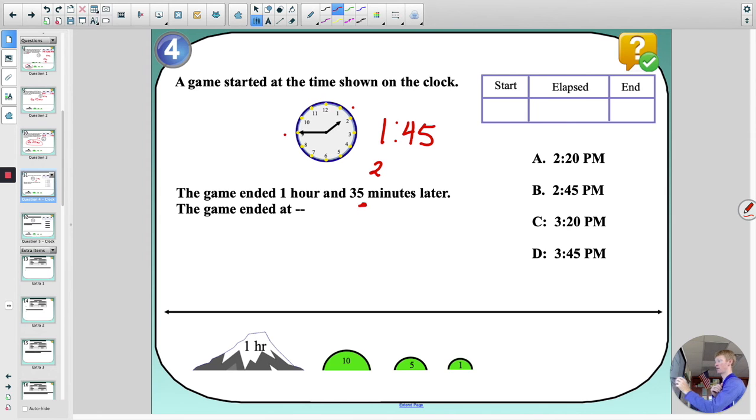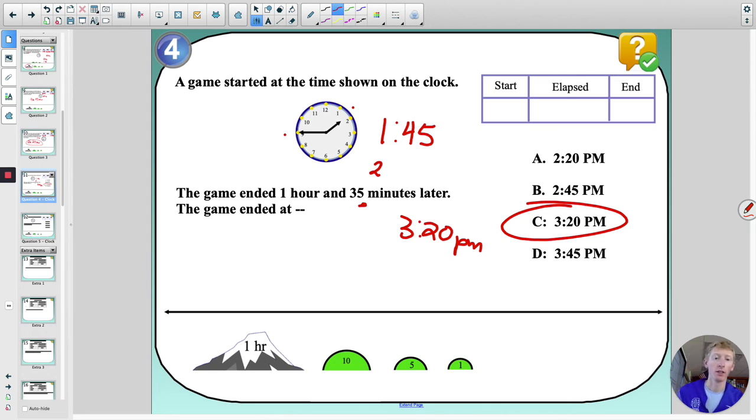2:50, and then 3:20 p.m. And there's one of my options, 3:20 p.m. Okay, so that's elapsed time.